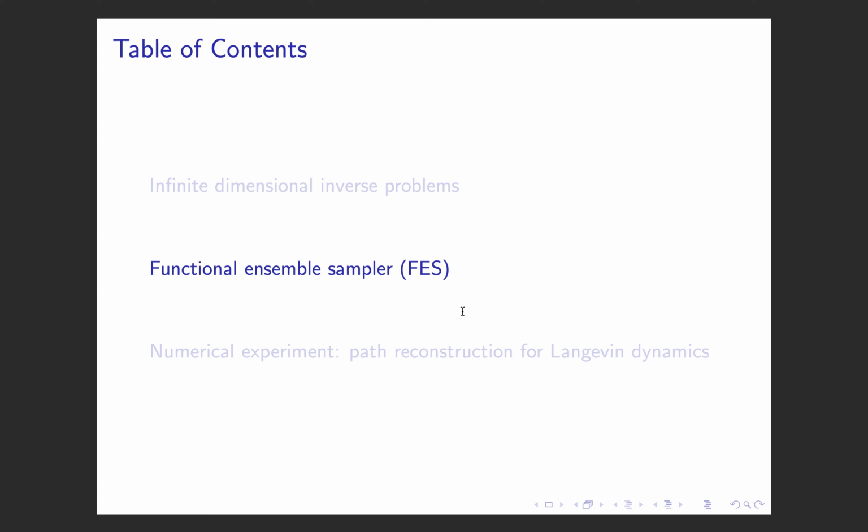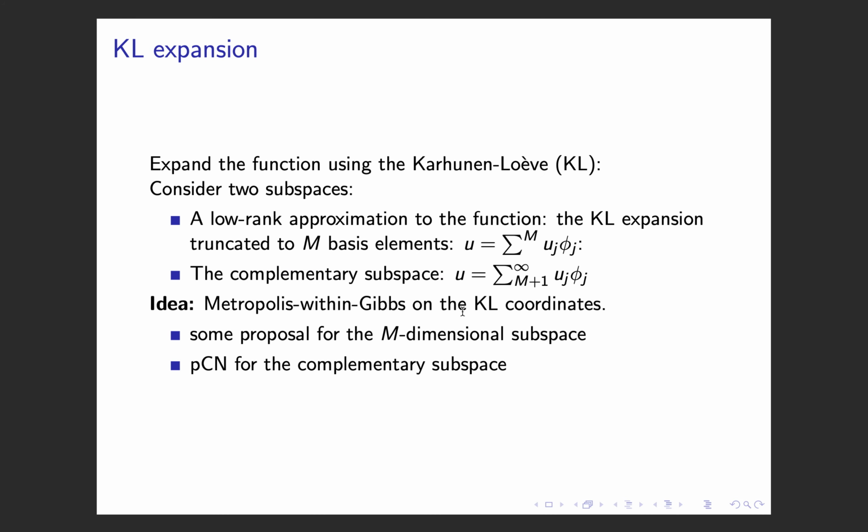And that's what we call the functional ensemble sampler. The general idea is to write out the parameter using a new basis, namely the eigenfunction expansion of the prior. We're going to use this to define two subspaces. Firstly, a low rank approximation to the function, a finite dimensional space, and secondly, the complementary subspace, namely the rest. And the idea is to do Metropolis within Gibbs on these two subspaces, namely some proposal, that we'll talk about below, on the low dimensional subspace, and then PCN, so the functional random walk, on the complementary subspace, and to just alternate sampling on these, and that'll be our sampler.